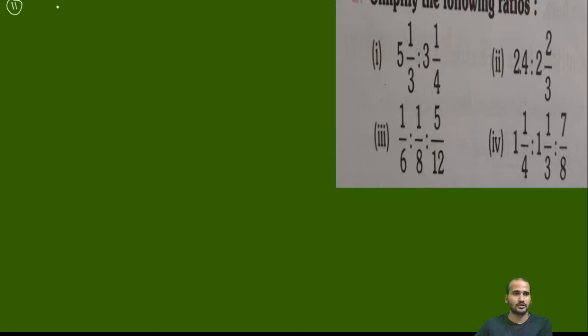It's given that 2.4 is to 2 whole 2 by 3. So this is 2.4, so I can also write this number as 24 by 10. And this number will be, 3 2s are 6, 6 and 2 is 8, so 8 by 3. Now what you have to do? The same thing we did in the last question. This will be 24 this way.